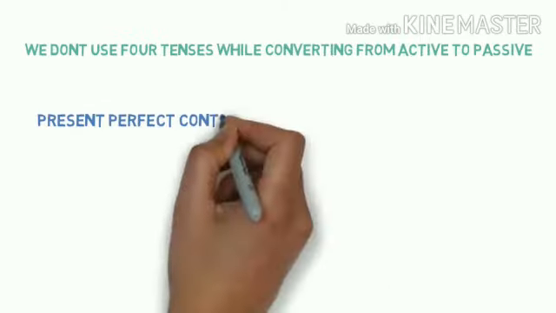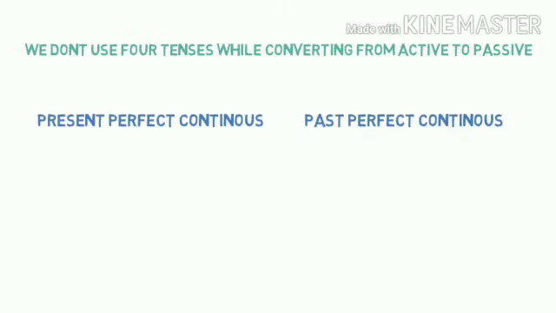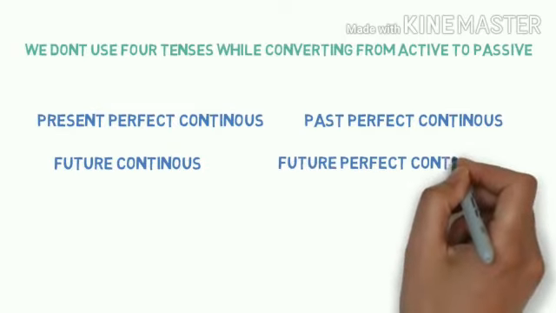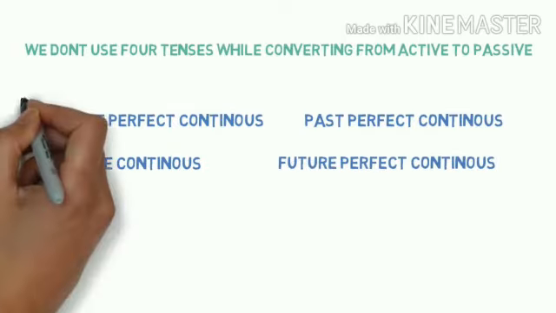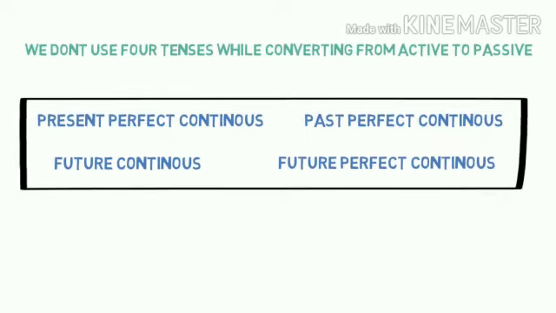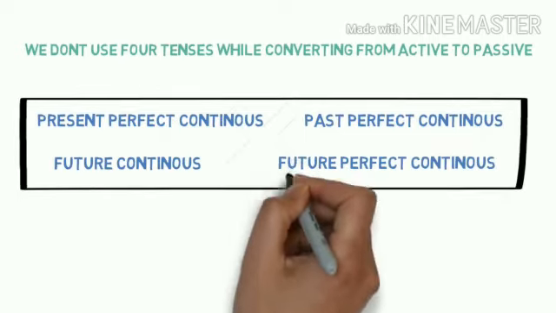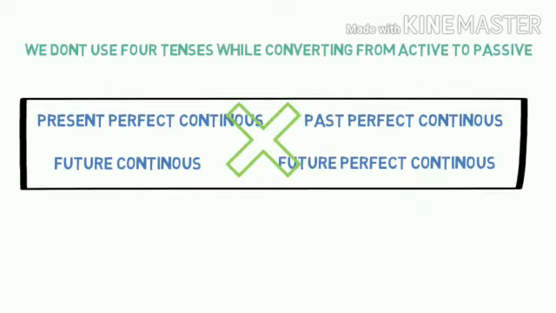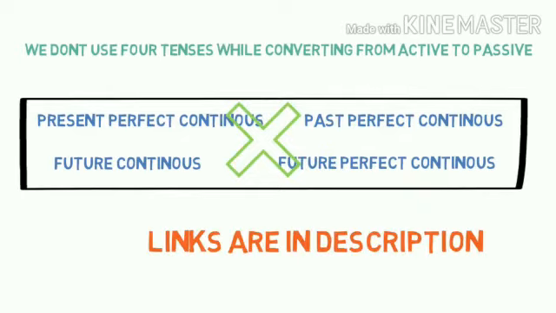voice. Now you must have noticed that we haven't used 4 tenses, which are present perfect continuous tense, past perfect continuous tense, future continuous tense and future perfect continuous tense in English grammar. We won't convert these tenses to passive as these are grammatically not correct tenses.